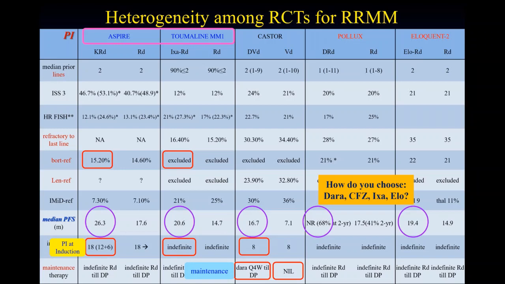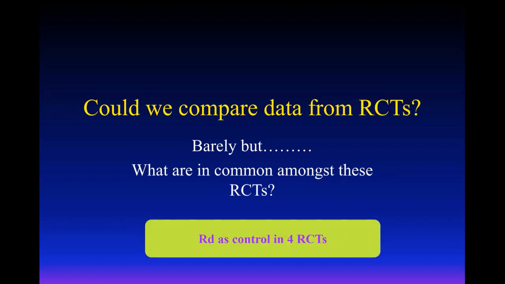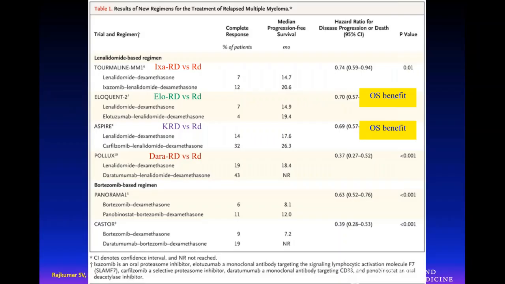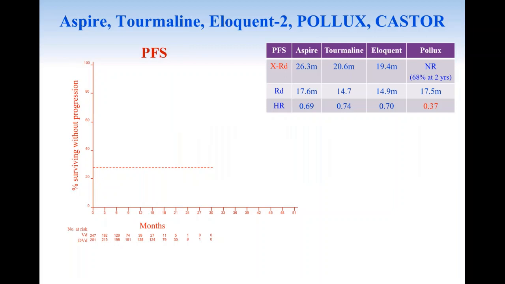So the question is, given that there is so much heterogeneity, could we compare data from these RCTs? I think we can hardly. But I think we can look at what is common amongst these RCTs. First of all, RD has been used as a control in 4 RCTs. So we look at these 4 studies: MM1, Elo-RD, ASPIRE, and also POLLUX. You see that RD has been used as a control in these 4 RCTs, and they give us different hazard ratios. So this is another way that I look at all this data, for these 4 RCTs that use RD as a control arm.